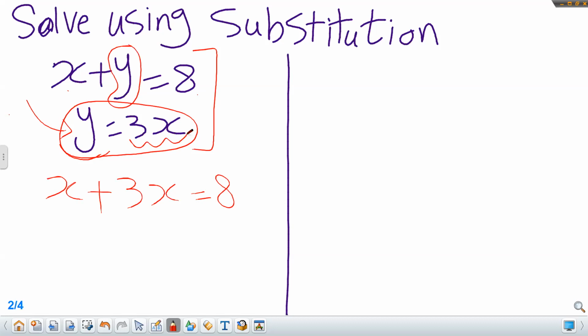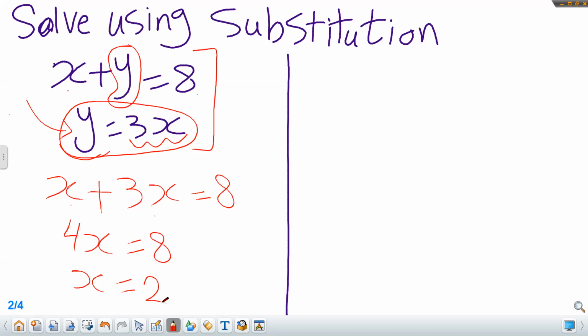Then add like terms. x plus 3x is 4x equals 8. Then divide by 4, then x equals 2. After you found x equals 2, your question is not finished, because the solution of the two equations must be an ordered pair, x and y. You got x. How to find y?